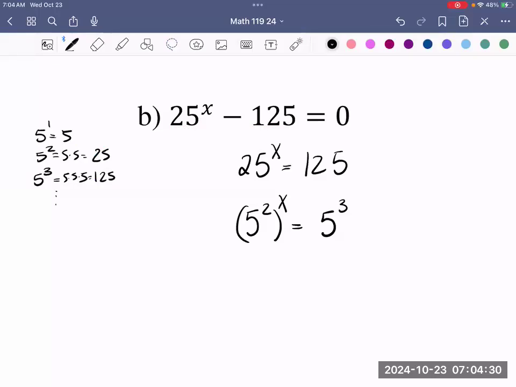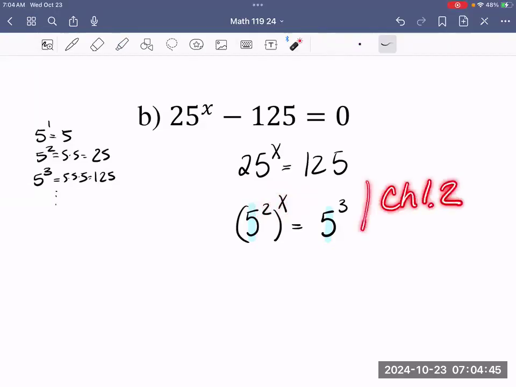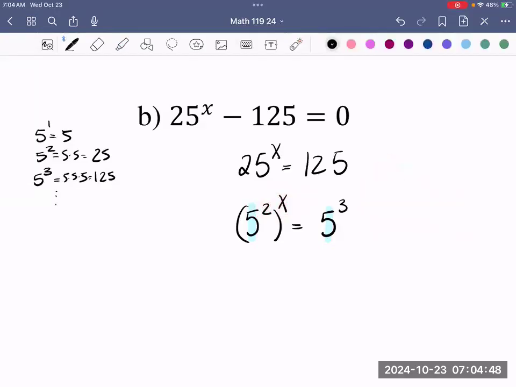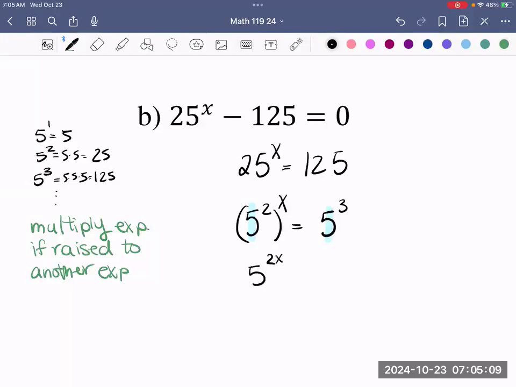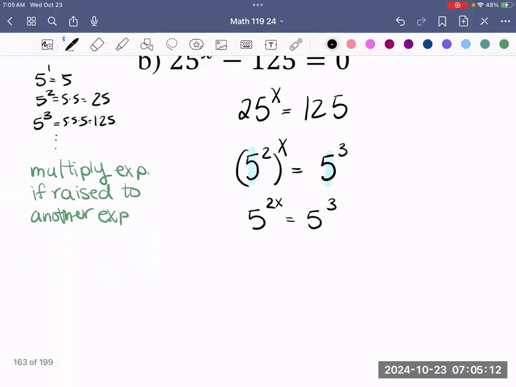Now that it's in this form where we have your bases the exact same, before we just go ahead and ignore them, let's clean up your exponents. Now we have an exponent being raised to another exponent. We learned back in chapter 1.2 what to do in this case. If it's raised to another exponent, we will multiply your exponents. Multiply the exponents if raised to another exponent. So we now have 5 to the 2x is equal to 5 cubed.